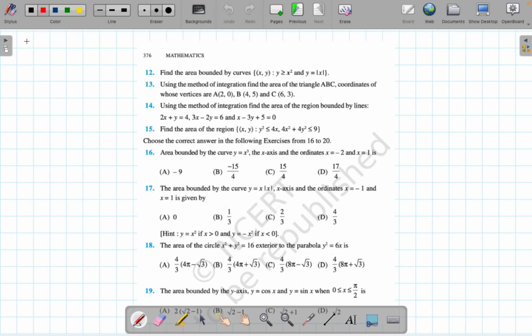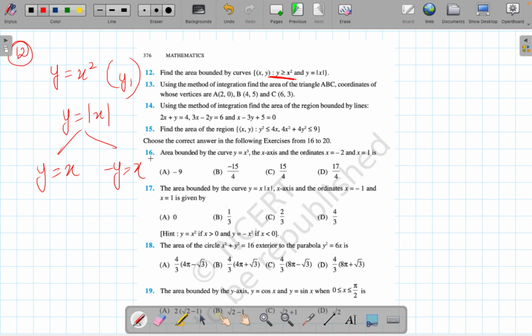Similarly, in question number 12 only the inequality changes, so do not be afraid of the inequality. First of all, the plotting will be done forgetting the inequality, that is, this will just be a parabola, and y is equal to mod x. Again you know this makes two lines, y is equal to x and minus y is equal to x. So you know how a modulus is plotted and how a parabola is plotted. So let's plot that and look at how the figure will look.